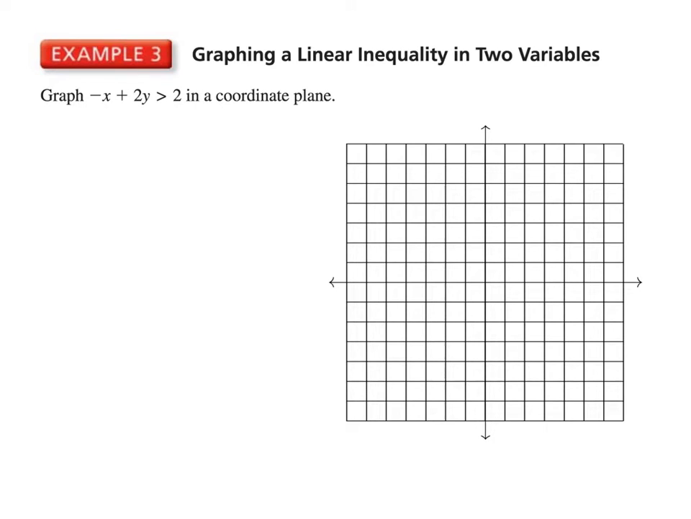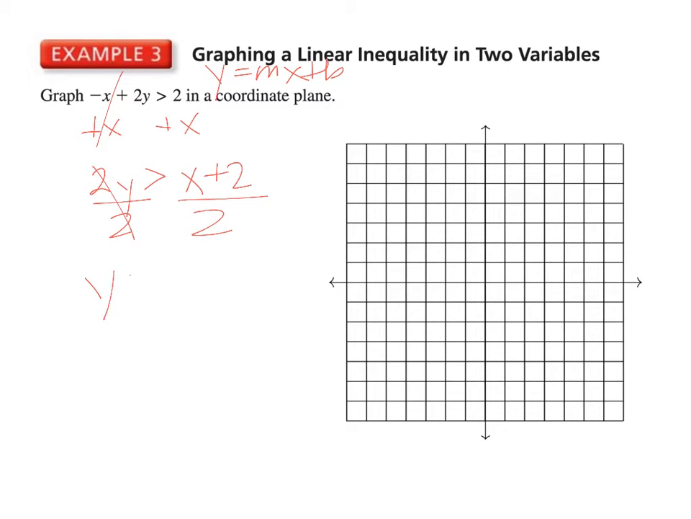Example 3. I'm going to add x here. I get 2y is greater than x plus 2. I have to have it in slope-intercept form. That's my goal. I'm going to divide by 2. Have to divide 2 into both parts, so I have a half x plus 1. Now I have my important pieces of information. Here's my y-intercept. Let's graph that. Now I have my slope. I go up 1 over 2, up 1 over 2, up 1 over 2, down 1 back 2, down 1 back 2, down 1 back 2.